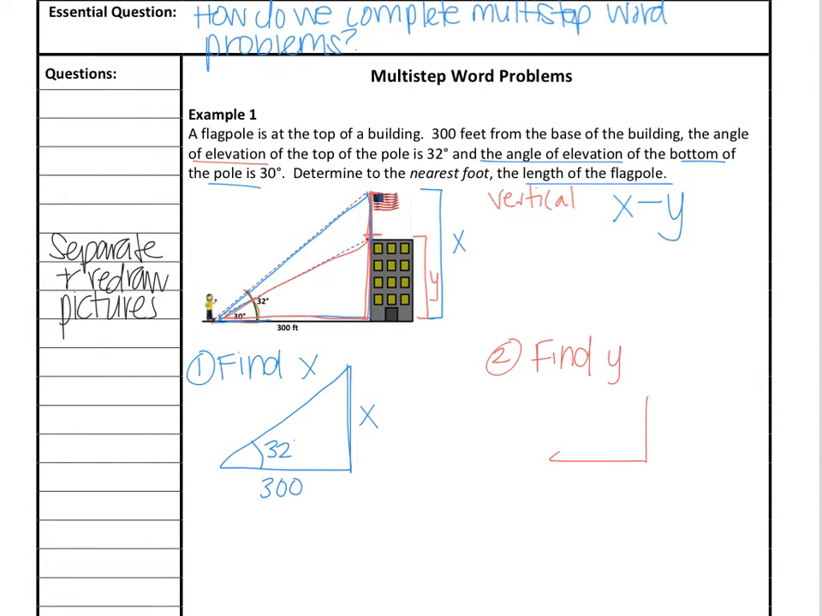So this one's a smaller triangle, same base of 300. This time the height is called Y. That's the height of the building that we're finding. And then the angle to the top of the building, or in other words, the bottom of the flagpole, was 30 degrees. So now we're going to come back to SOHCAHTOA like we've been using.